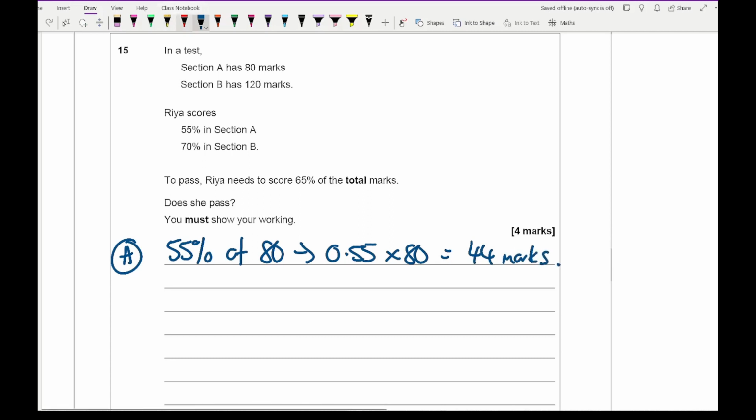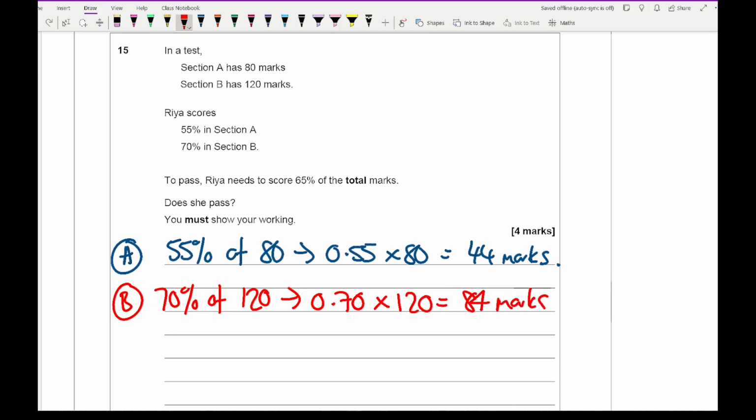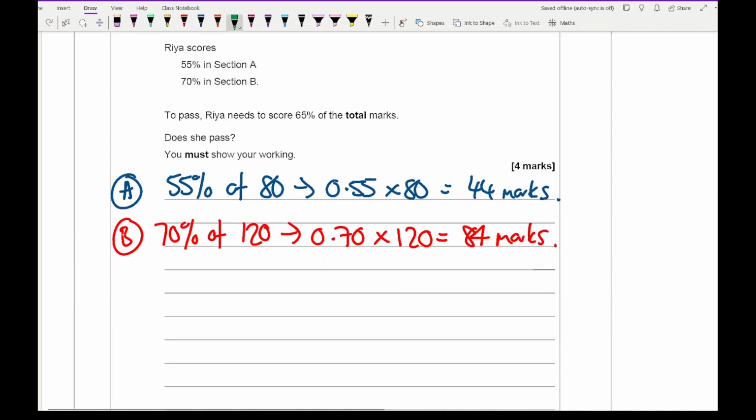Then for paper B, which I'll do in a different colour, we want to work out what 70% of 120 is. So I'm going to enter 0.70 times 120, and that gives me an answer of 84 marks. So for the total grading, let me just move down a little bit. The total they got was 44 plus 84 all over 200, because I get 200 by adding 80 plus 120. So that gives me a total of 128 divided by 200.